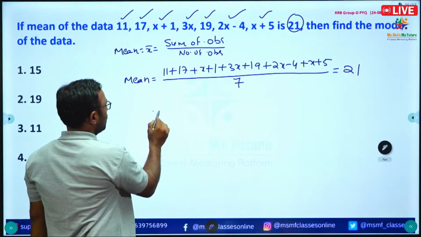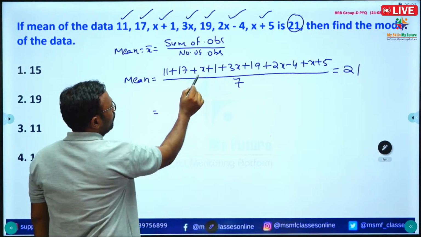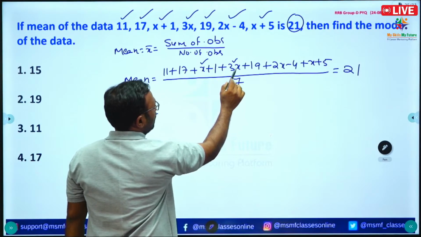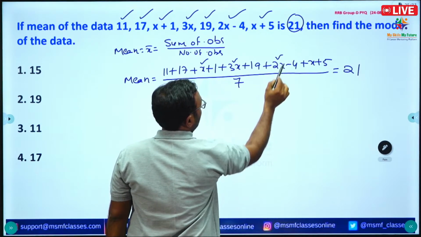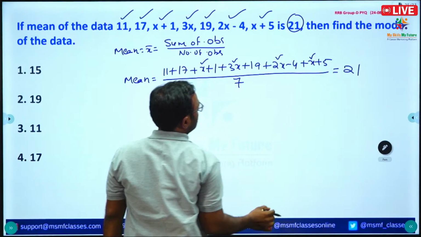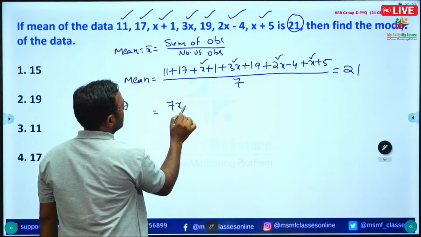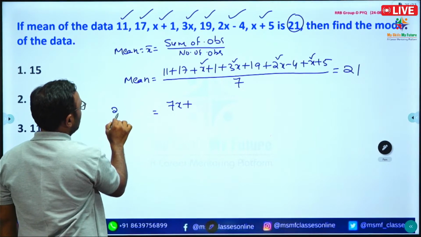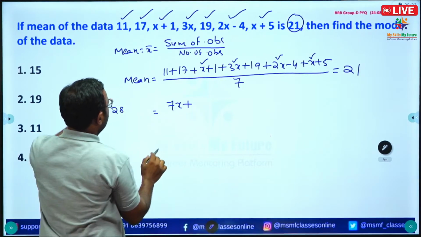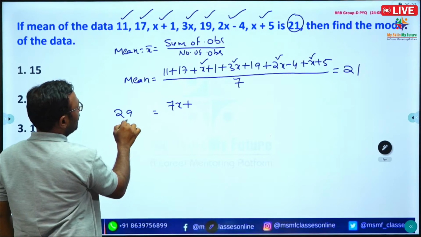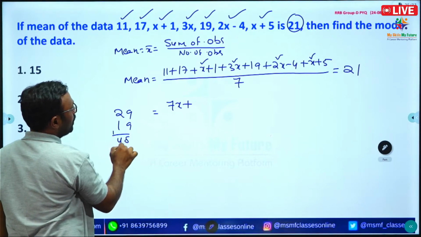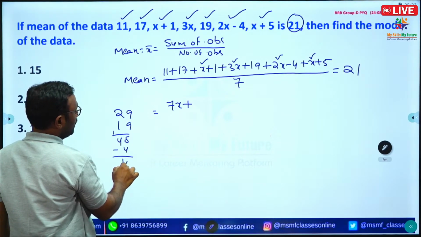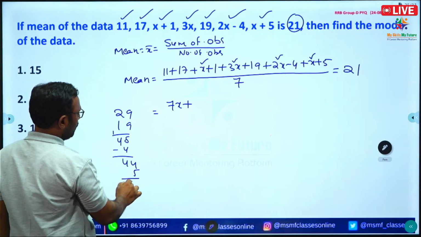Right, so just add the x values here: x plus 3x is 4x, 4x plus 2x is 6x, plus x is 7x. Plus the constants: 11 plus 17 is 28, plus 1 is 29, 29 plus 19 is 48, 48 minus 4 is 44, 44 plus 5 is 49.